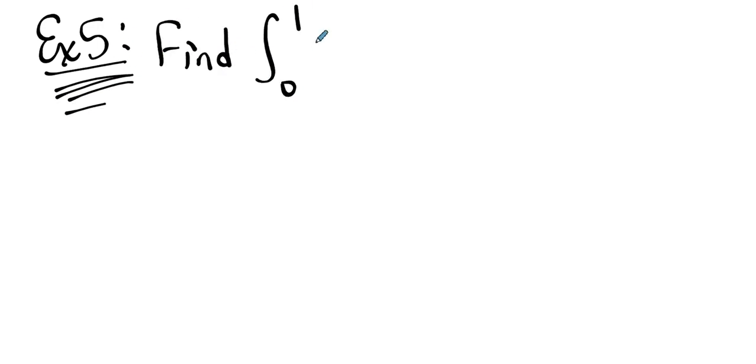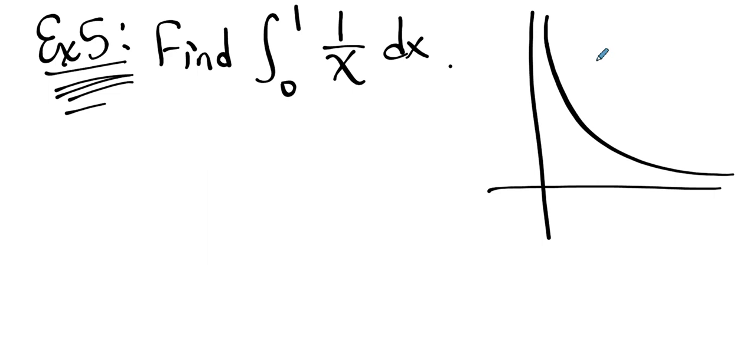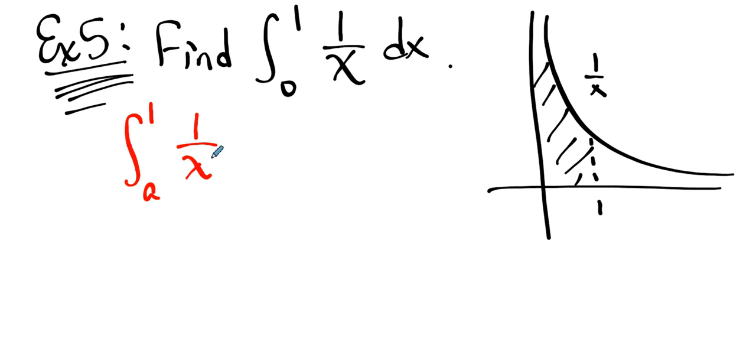But fundamental law of YouTube examples, this one won't be. So let's take this area. This is 1 over x. This is 1. So we're looking for this area. We're going to pick some value A between 0 and 1. We're going to figure out what this integral is, and then we're going to take the limit as A gets pushed toward 0 from the right.